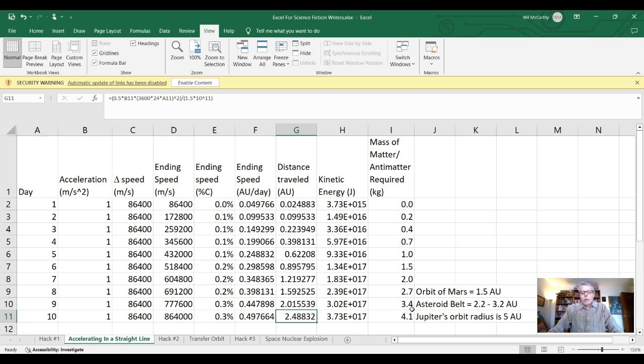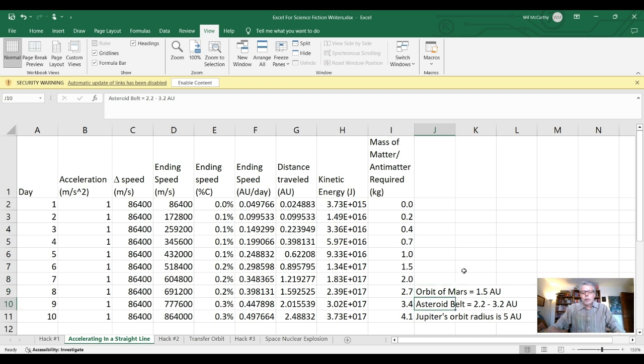Now, that's interesting because the orbit of Mars is at 1.5 AU from the sun. And so that means that regardless of where Mars is in its orbit and regardless of where Earth is in its orbit, this 10 days is enough time for us to travel to Mars. So that's pretty cool.